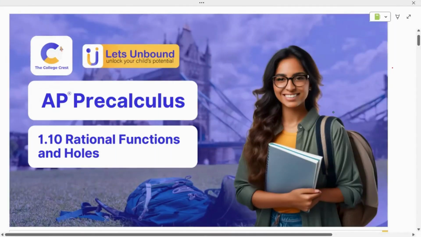In this AP Precalculus series, we are in section 1.10, Rational Functions and Holes. This is a very important topic, and in the previous video, I gave you a basic idea about what holes are. Today we are going to dig deeper, step by step, so keep your pen and paper ready and make sure to watch it from the beginning till the end so you don't miss anything.